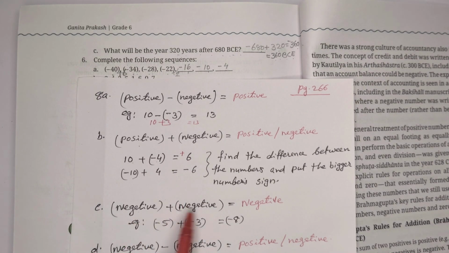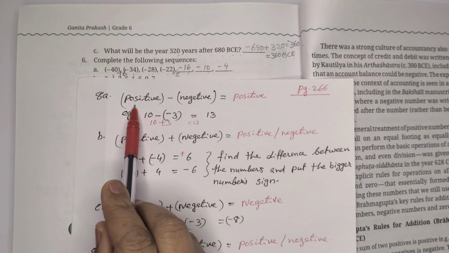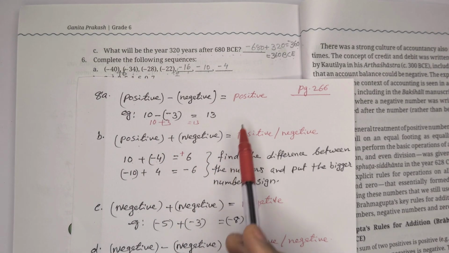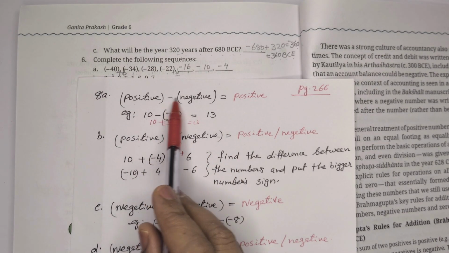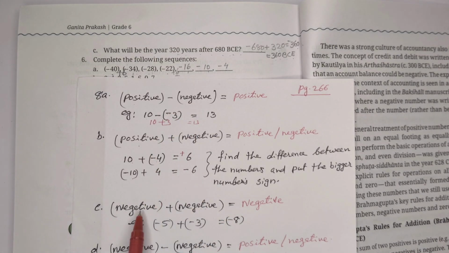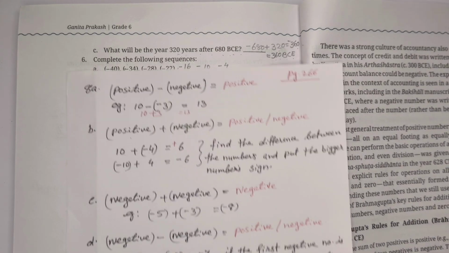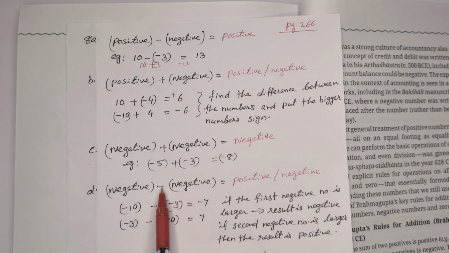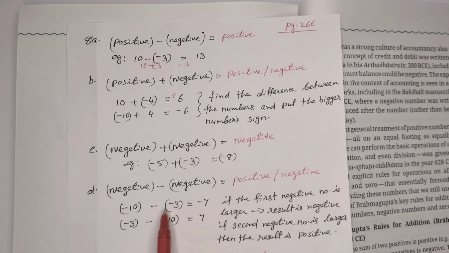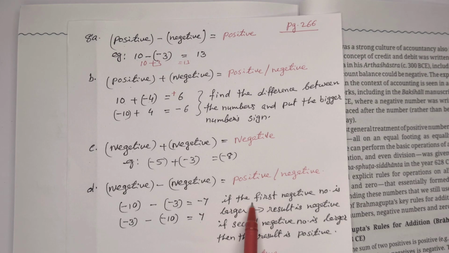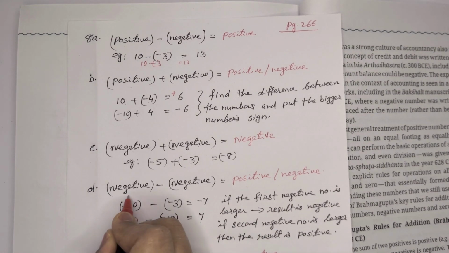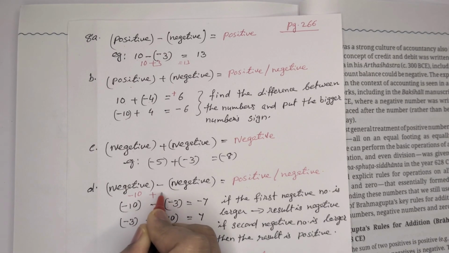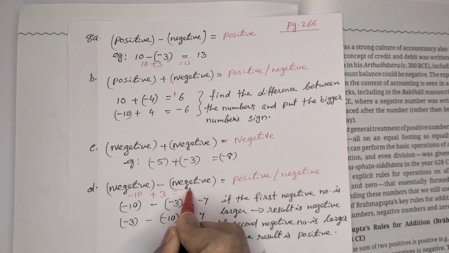Third case, negative plus negative, that is always negative. Here also positive addition: positive plus positive is positive, and negative of negative is considered as positive. Negative plus negative, negative, two numbers. Next one, negative minus negative. So this part will come as positive. If the first negative number is bigger, that is minus 10, minus of minus will come plus 3. So the answer is minus 7.